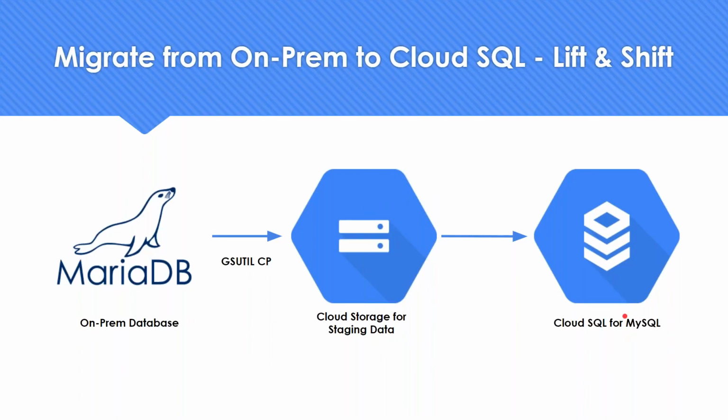Now, a question for you people. What should be the storage class I should use in this case? Multi-regional, regional, nearline, coldline, archive. What should be the data storage class I should use here, folks?